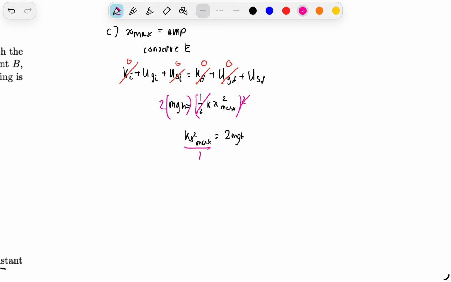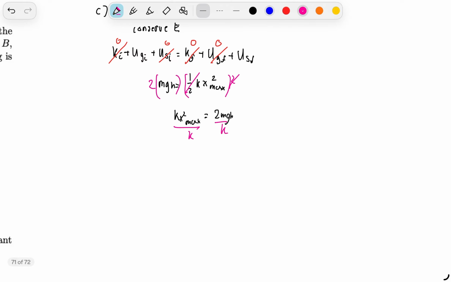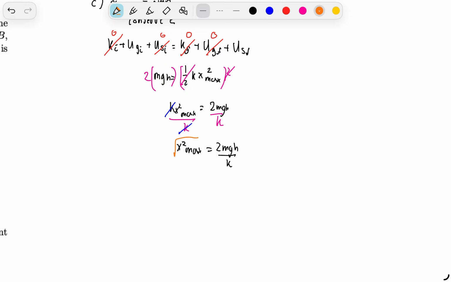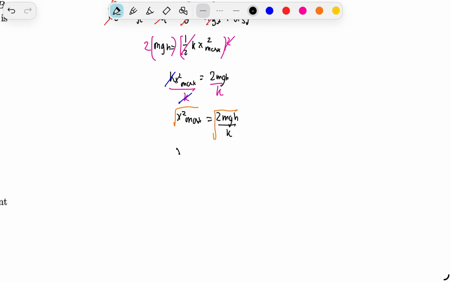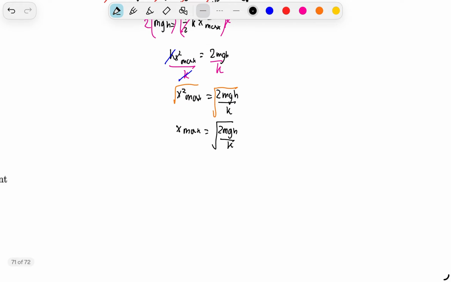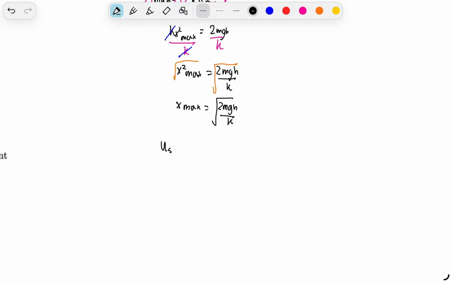Now we can divide both sides by k, and we get x squared max is equal to 2 mgh over k. After this, you can take the square root of both sides. So you get your maximum x displacement from equilibrium is equal to the square root of 2 mgh divided by k. So all our gravitational energy, UG, is going to become spring potential energy because we have no frictional force.